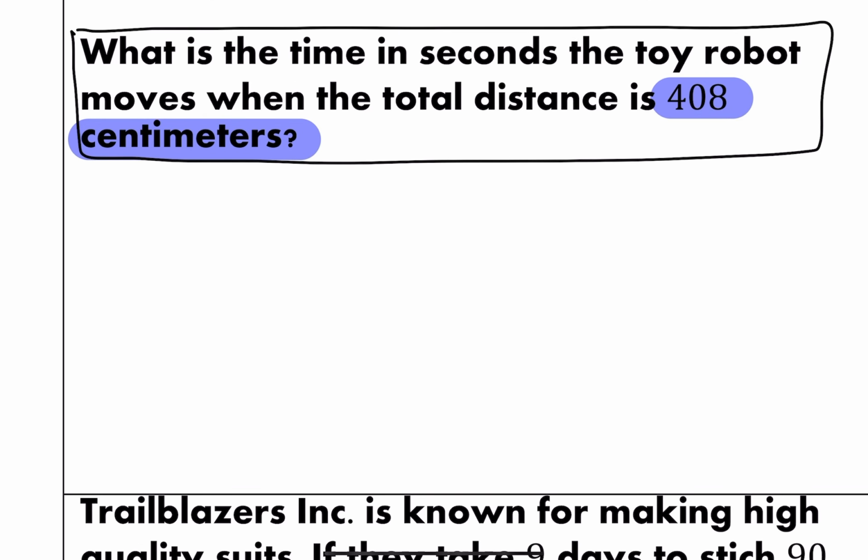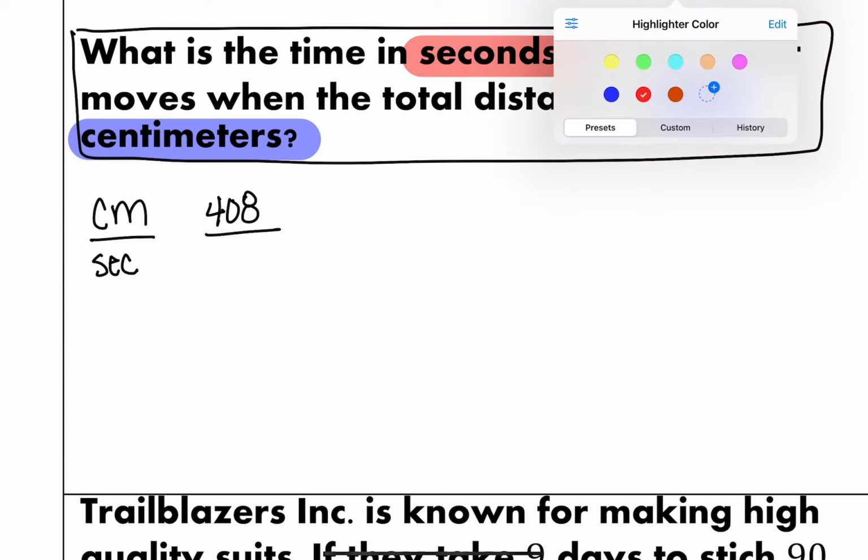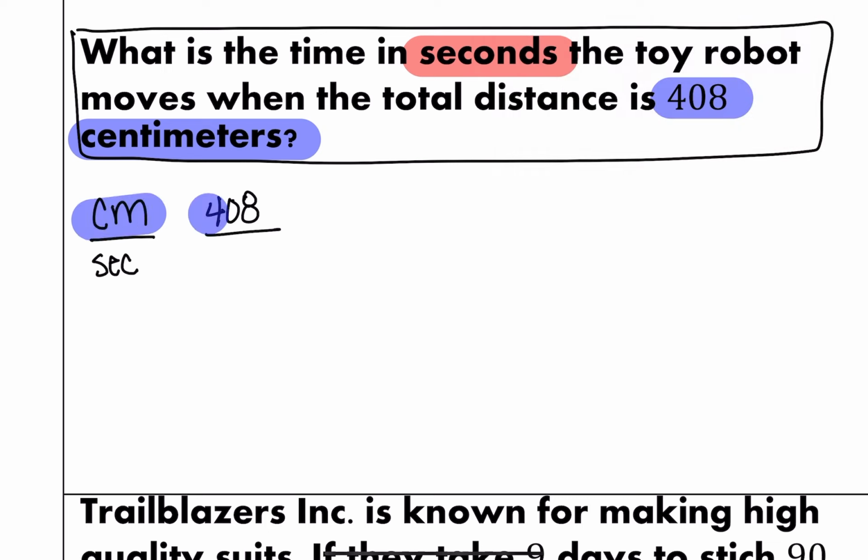So I'm going to put cm for centimeters. Then it says, what is the time in seconds? So that's our second unit. So I'm going to put SEC. Okay. Now I'm going to match it up. 408 is centimeters, so that's going to come right here. Again, the biggest and most important thing is make sure your units are matching up, centimeters to centimeters. And then you're going to make sure that your seconds match for everything else.